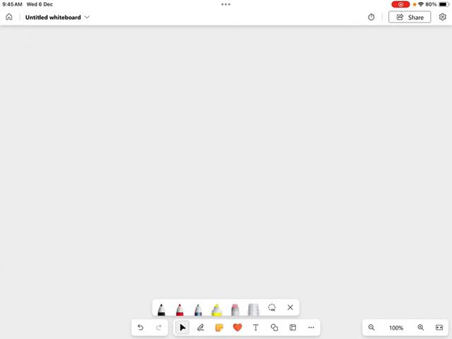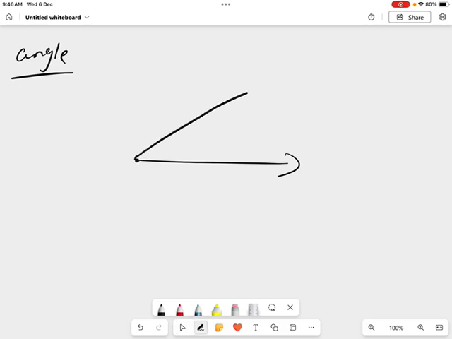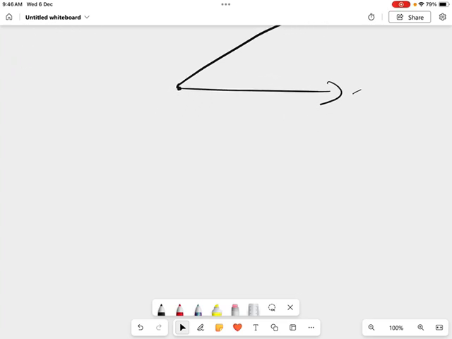And next is angle. An angle is formed by two rays. This is the ray, right? Two rays have a common point. This is the starting point, and one more ray we will draw. Yes, this is an angle. An angle is formed by two rays, and these two rays have a common point. This is called an angle. Another explanation is the union of two rays.